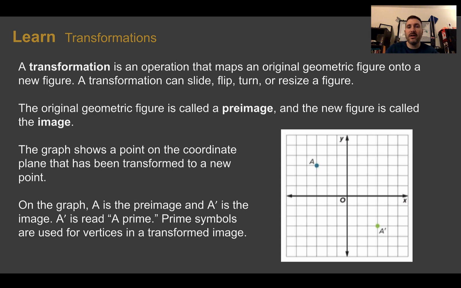Here we have a graph, and we can see a point, not a shape necessarily, but just a point on the coordinate plane that has been transformed over here to a new point. As we go through these, you are going to see that our coordinate points are labeled. Our original figure, the pre-image, will just have a letter, while the image will have the same letter, but with a little apostrophe symbol. That apostrophe symbol is read as prime. So down here we have a prime. Those prime symbols are used for the vertices of your image. So you can tell which one was the start and which one was the end just by looking for that symbol. The end ones have those symbols.